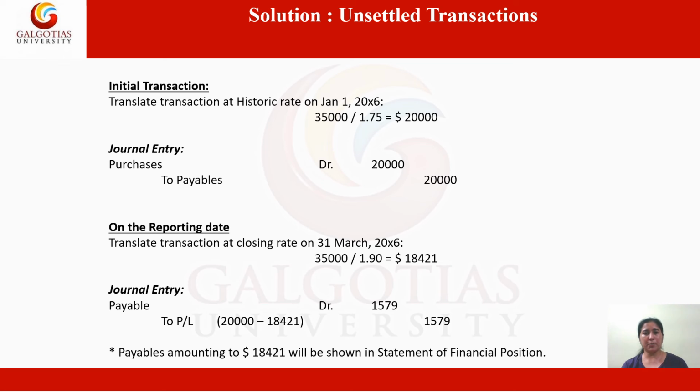However, on the reporting date, since the transaction remains unsettled, the translation will be made on the basis of the exchange rate applicable on the closing date of the balance sheet. The resultant profit or loss will be transferred to the P&L account, and the resultant liability on the closing of the accounting year will be transferred to the statement of financial position.